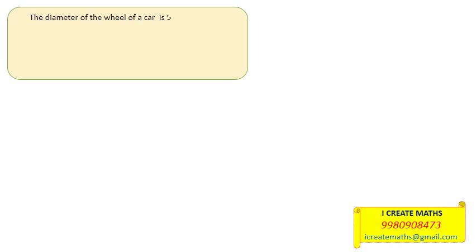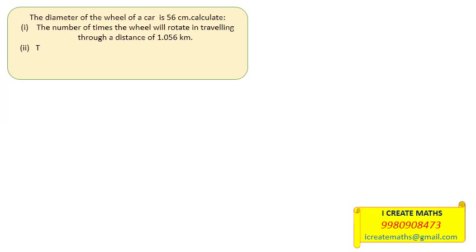The diameter of the wheel of a car is 56 centimeters. Calculate the number of times the wheel will rotate in traveling through a distance of 1.056 km. Also find the speed of the car in km per hour if its wheel makes 750 revolutions per minute.